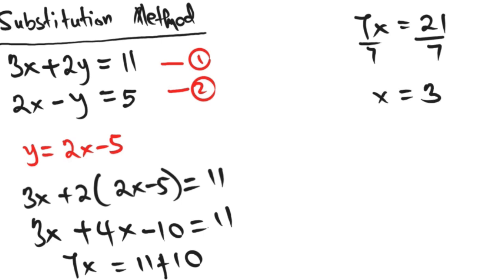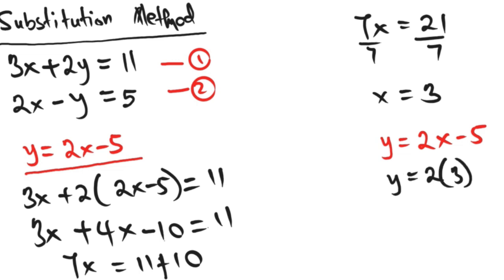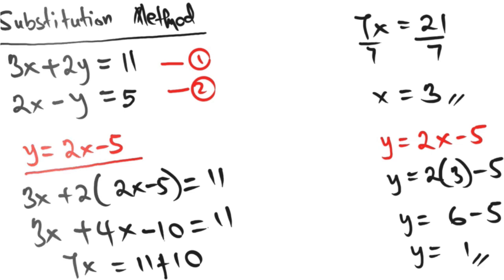Now that we found x, we already know that y is equal to 2x minus 5. We substitute the value of x into this. So y will be equal to 2 times 3 minus 5, which is 6 minus 5, so y equals 1. So the value of x is 3, the value of y is 1. And this is the substitution method.